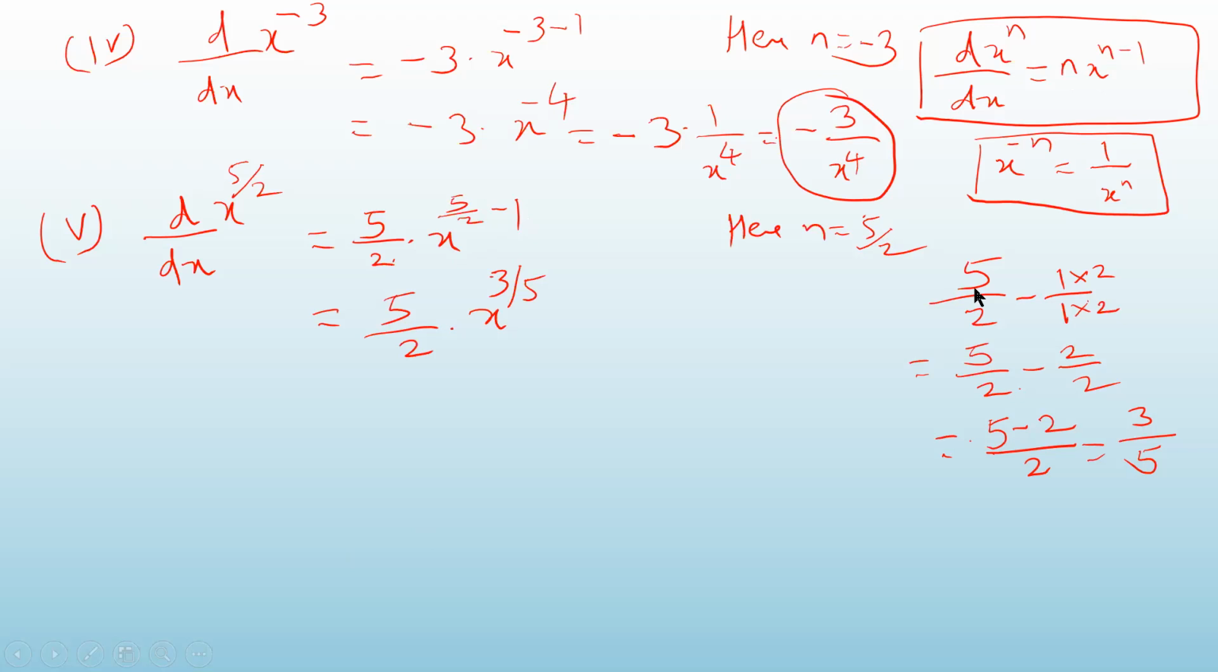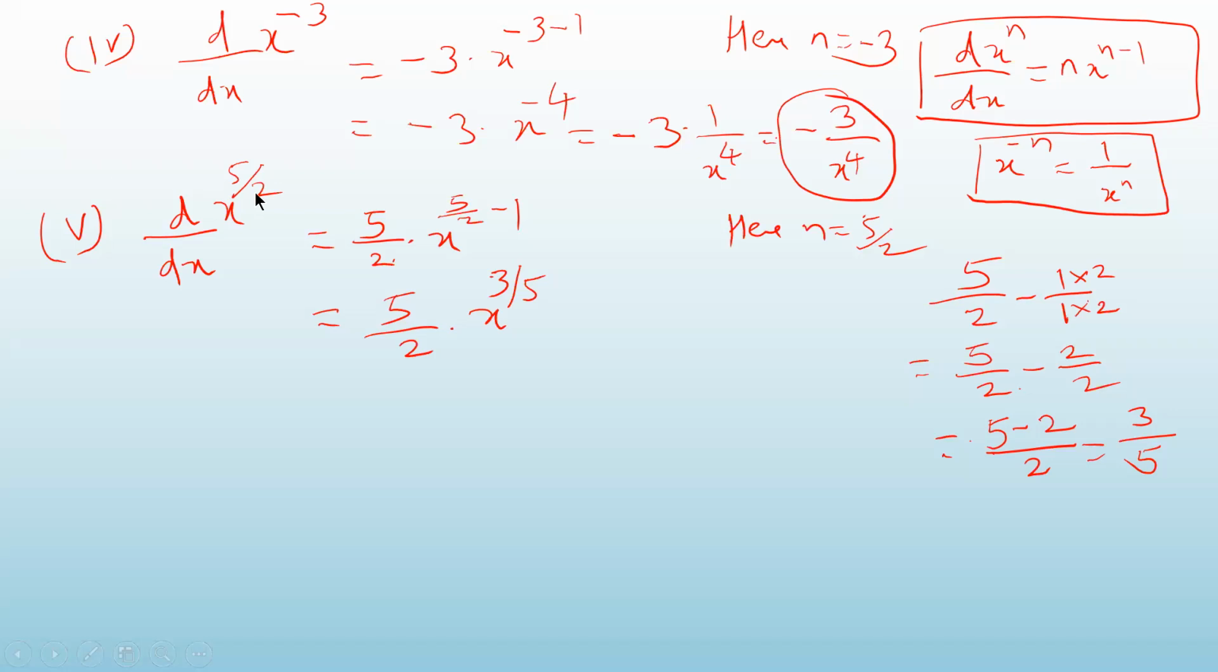What is 5 by 2 minus 1? To find out 5 by 2 minus 1, you have to make the denominator the same. How can you do that? By multiplying by 2. So this 1 I have written as 2 by 2. So 5 minus 2 divided by 2. So that is 3 upon 5. So it will be 5 upon 2 into x raised to the power 3 by 5. So we have taken one example where you have the power as a fraction.